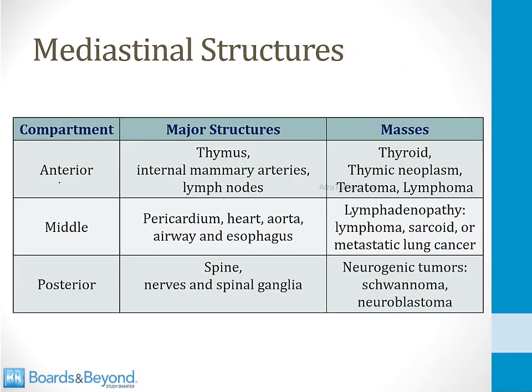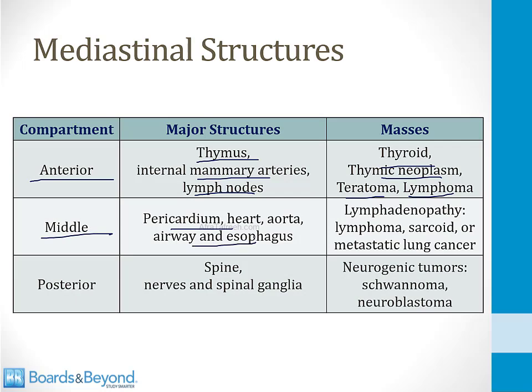On this slide I've listed the three mediastinal compartments and the major structures that are found there and the masses that arise in those compartments. So let's go through the anterior one first. In the anterior mediastinum, that's where you find the thymus and the internal mammary arteries and lots of lymph nodes. Masses that arise here go by the mnemonic the terrible T's, and we'll talk more about this in a minute, but the reason they're called the terrible T's is because the masses tend to be thyroid, thymic neoplasms, teratomas, or terrible lymphomas.